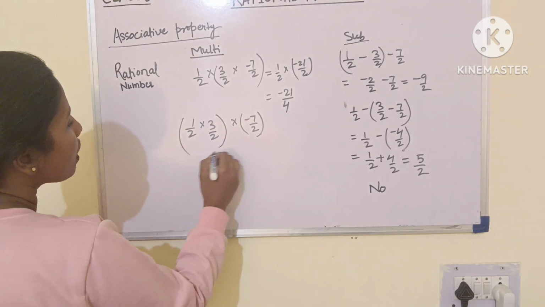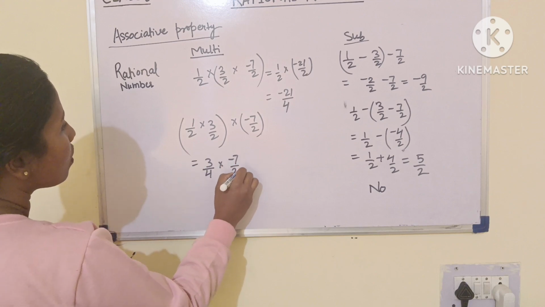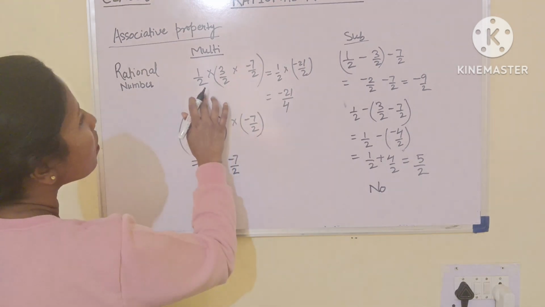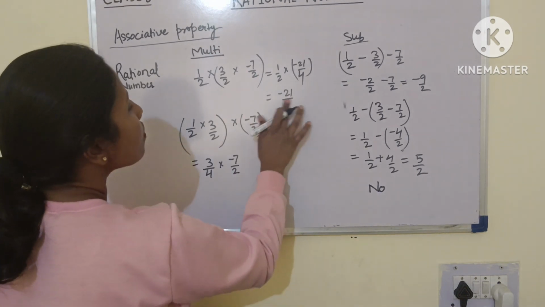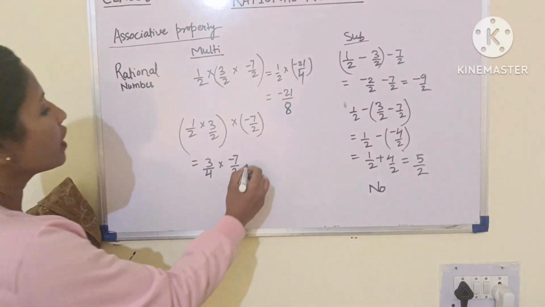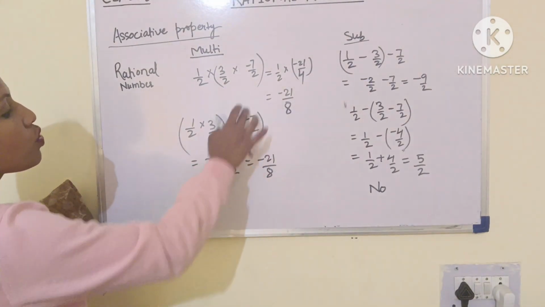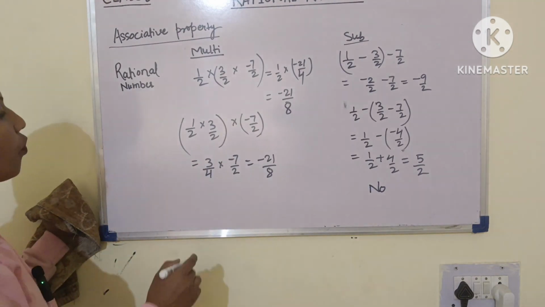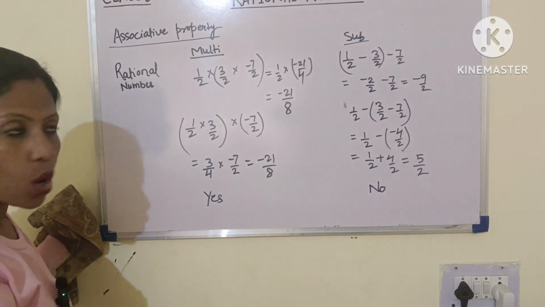So this will give you 3 by 4 into minus 7 by 2. Okay, something we have done wrong. It will give you 21 by 4. It will give you minus 21 by 8. So here minus 21 by 8. So these two results are same. So for multiplication, the associative property is okay.